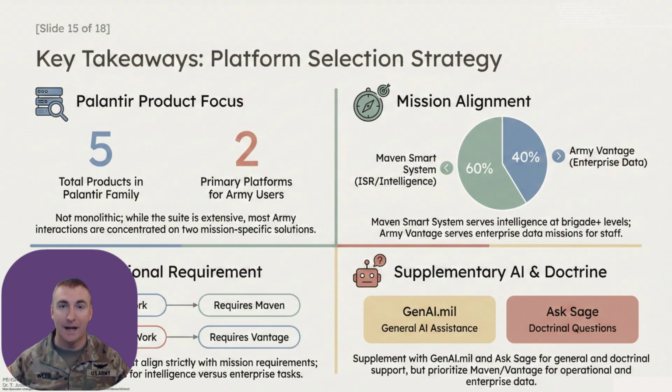The bottom line on platform selection: Palantir is not monolithic, 5 products total, but Army users primarily interact with 2 mission-specific platforms. Maven Smart System serves intelligence and ISR missions at brigade and above. Army Vantage serves enterprise data missions for staff officers. Platform selection must align with mission requirements. Intelligence work requires Maven. Enterprise data work requires Vantage. Supplement with GenAI.mil for general AI assistance and Ask Sage for doctrinal questions. But use Maven or Vantage for operational and enterprise data.